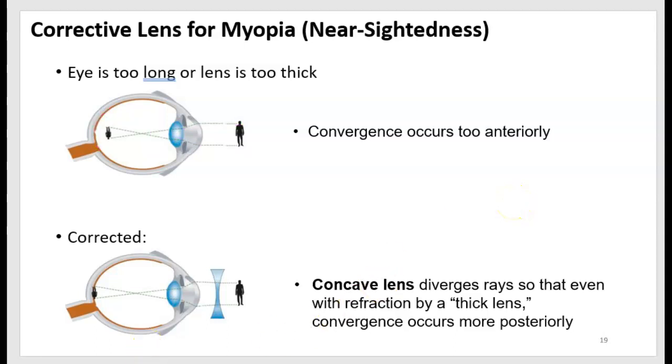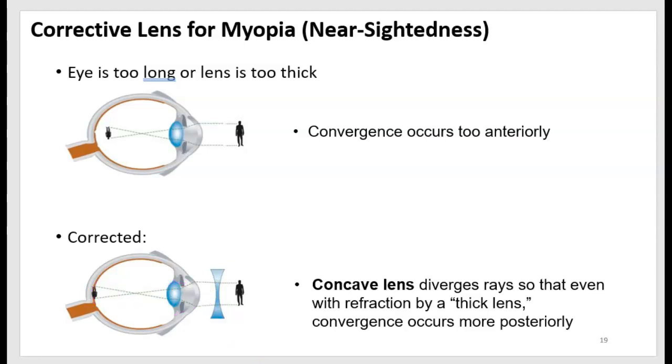To correct for that, we put a concave lens in the front so that the rays come in farther apart. And that way the bending that occurs, that's pretty extreme, will push the point of convergence back farther. And so now the image will fall on the retina appropriately.